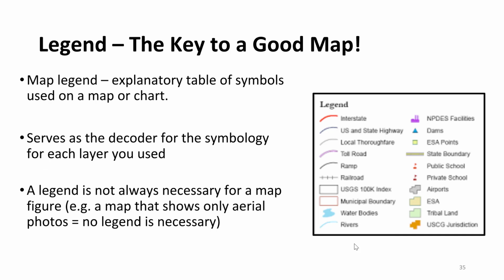Next, a legend is an essential map element. This is key to a good map. Your map legend is an explanatory table of symbols used on a map or a chart, and it serves as the decoder for the symbology for each layer you used. A legend is not always necessary for a map figure.